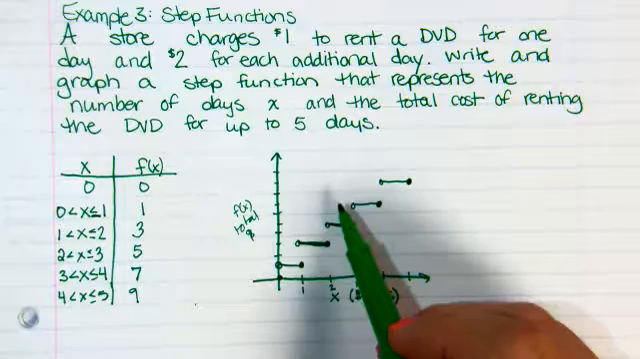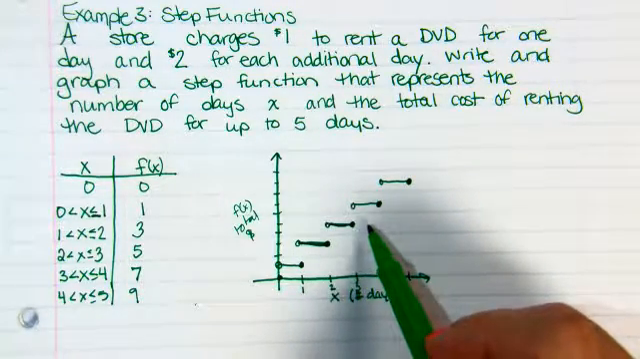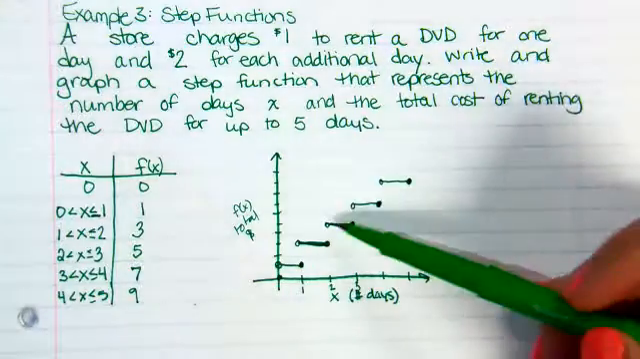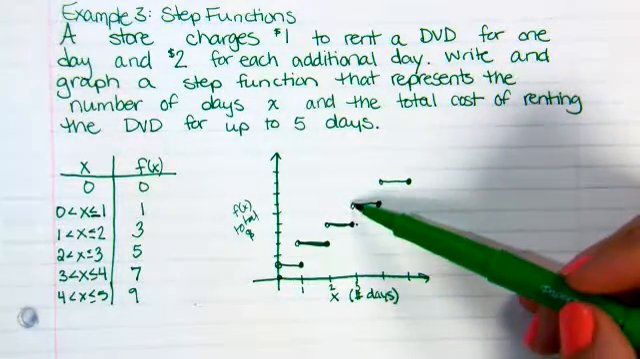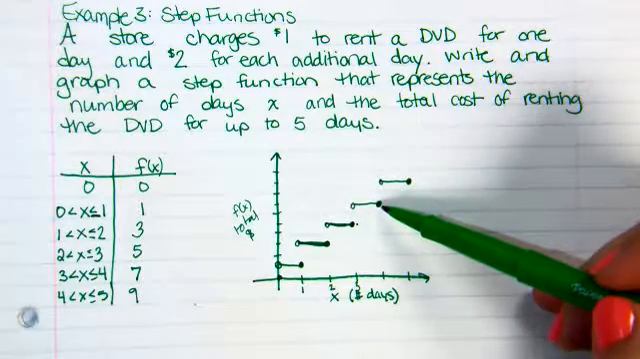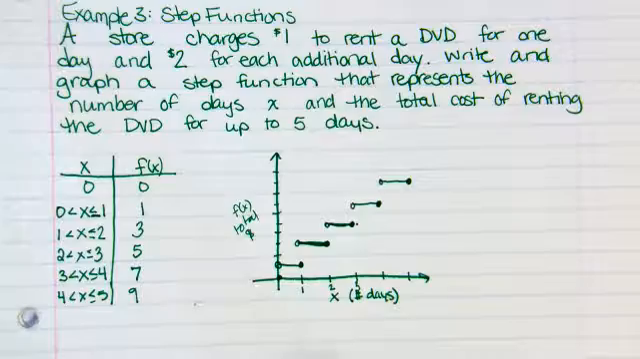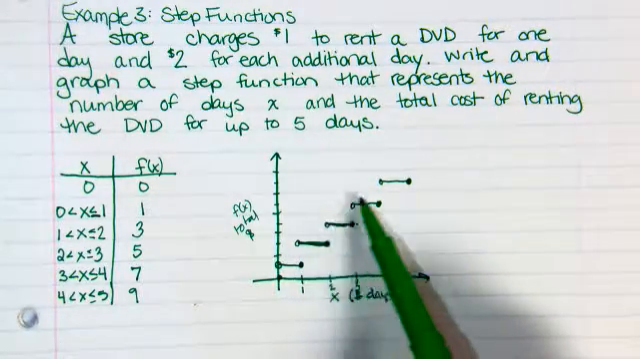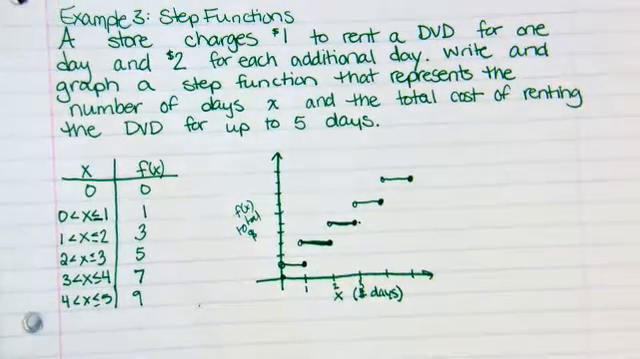And as soon as I go past those 2 full days, that's when my cost is going to jump up, and I'm going to get charged for 3 days. And then, as soon as I hit 3 full days, my cost is going to jump up, and I'm going to get charged for 4 full days. So this is a step function, and I think you can see why it's called a step function now, because they kind of look like stair steps that jump up. So this is what a step function is going to look like.